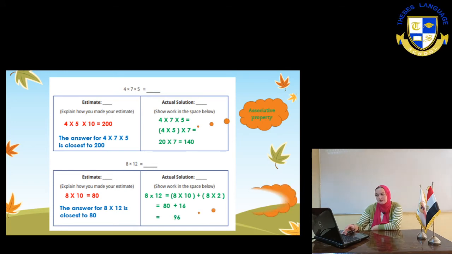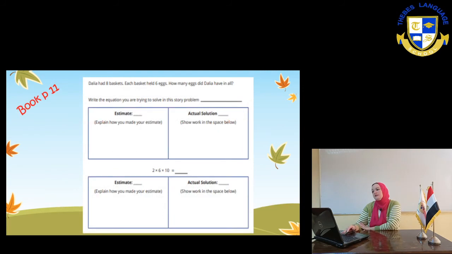Okay, in the next page, Dahlia had 8 baskets. Each basket held 6 eggs. How many eggs did Dahlia have in all? Write the equation you are trying to solve in the story problem. Okay, we are going to make 8 times 6.